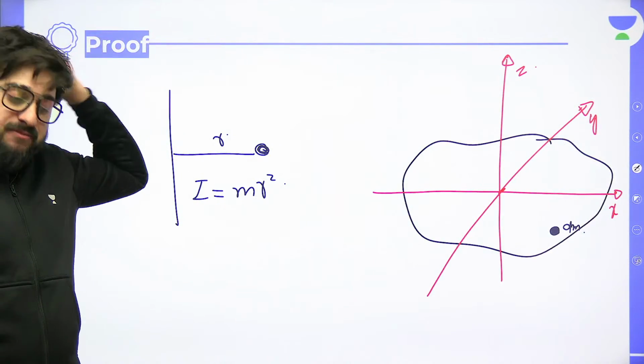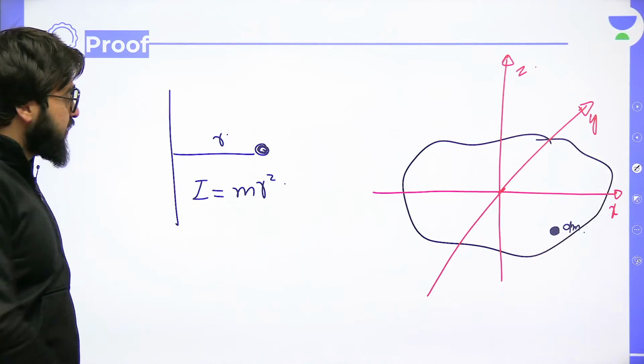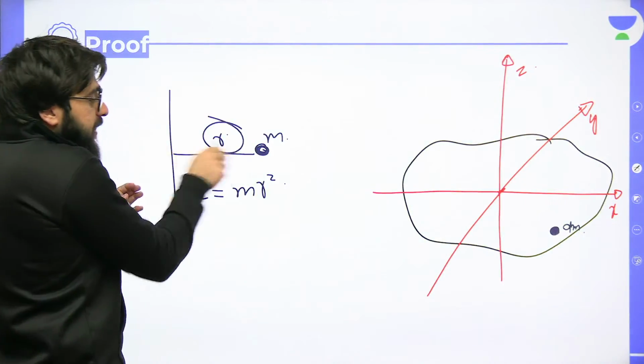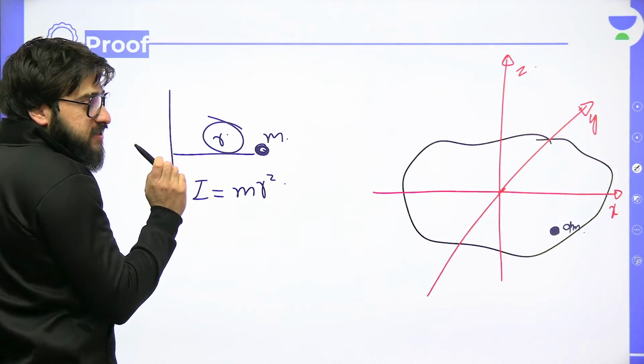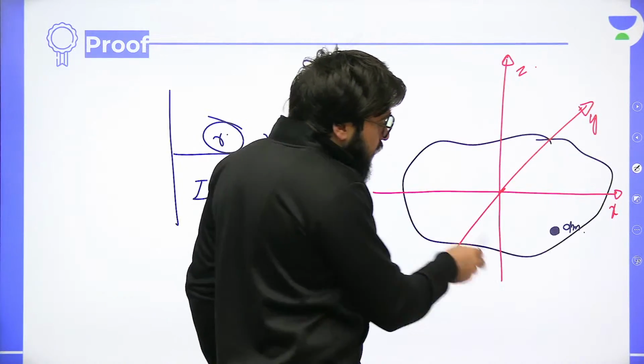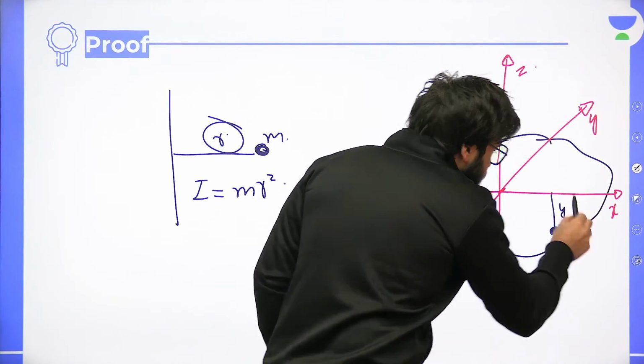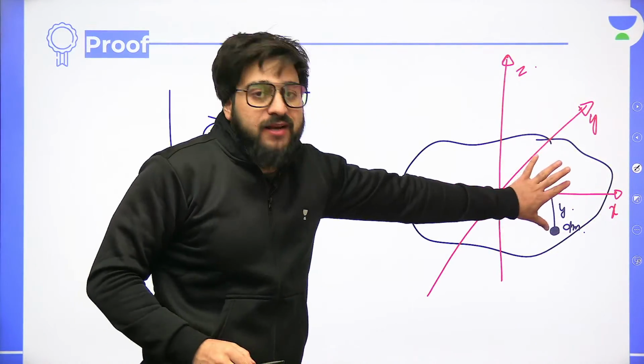Understand? Continuous mass bodies I have told you previously. So this is mass m. How far is this away from this one? This is the perpendicular distance, perpendicular to this axis. Now you tell me one thing over here. How far is this from this x-axis? Can I say, for example, this is y? I'll call this y.